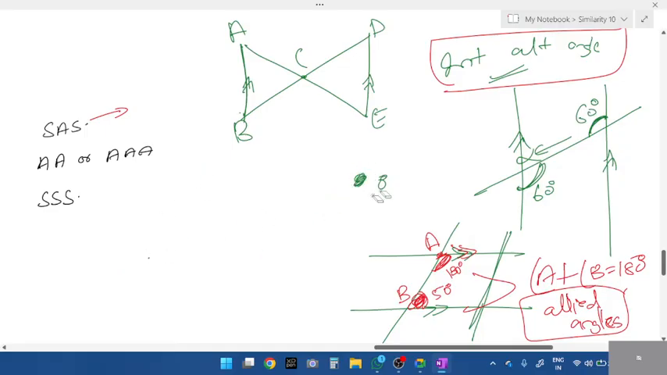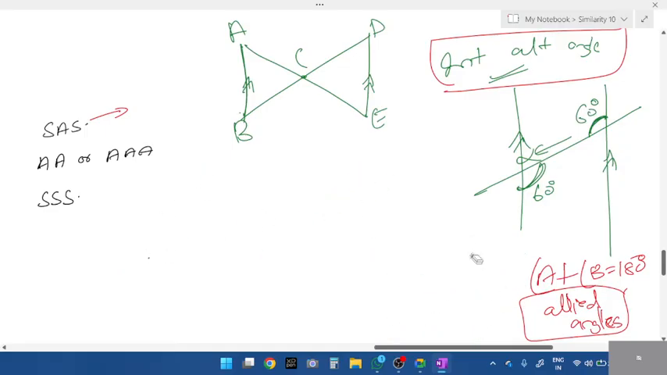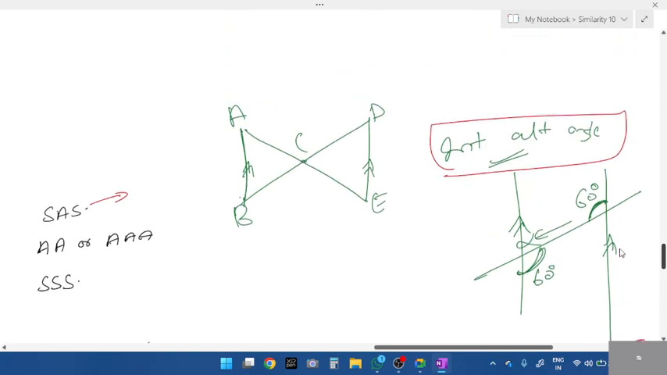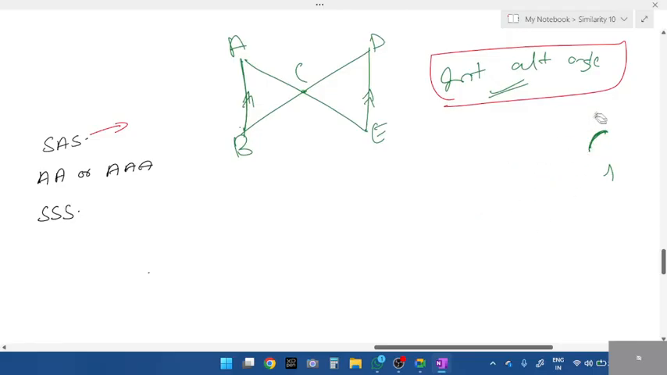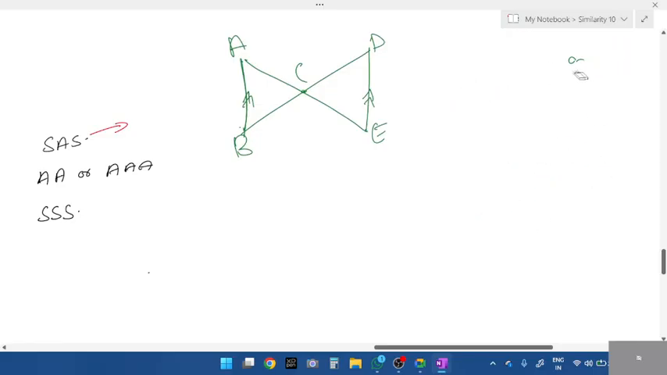Okay, now look at the concept. Any diagram which has X, students, alphabet X, remember 100% allied angle. Not allied, sorry, vertically opposite. Remember this, any diagram with X, it is 100% vertically opposite angle concept. Next, any diagram with two parallel lines, we always use interior alternate angles.